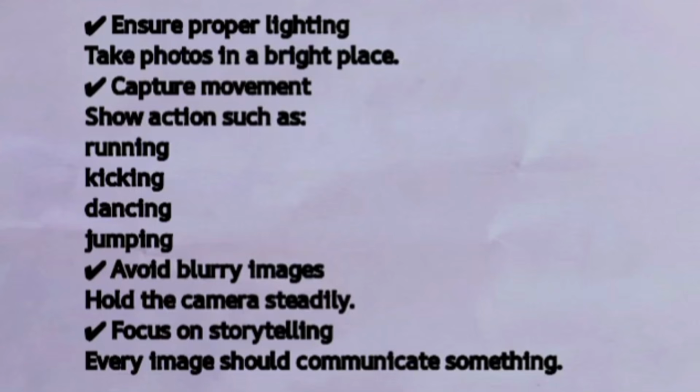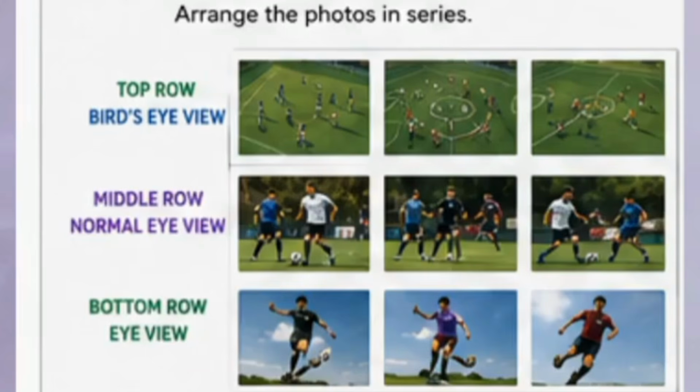So from there, let's go to the arrangement of the photos. Here, the photos should be arranged in series. For the suggested arrangement, we have the top row with bird's eye view photos, then the middle row with normal eye view photos, and the bottom row with worm's eye view photos. This arrangement will help the story flow clearly.